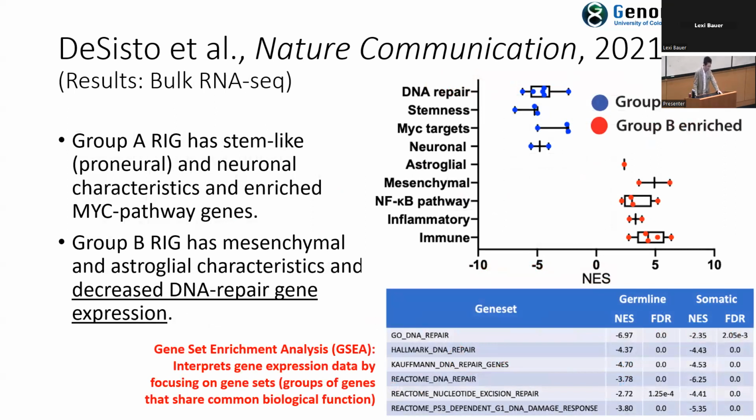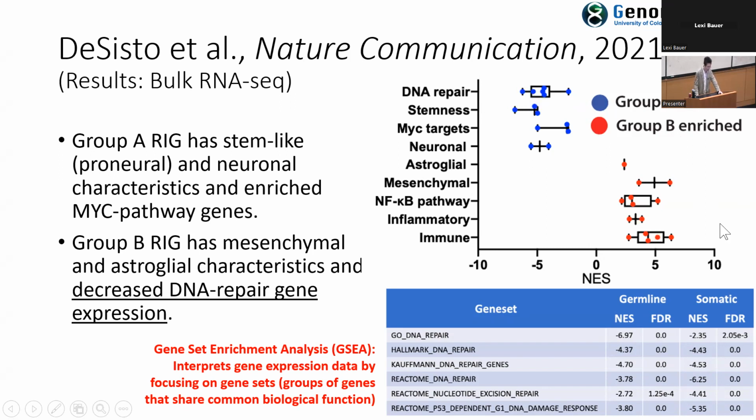And when they took a closer look at those 2,961 genes, they analyzed the data via gene set enrichment analysis, GSEA, which allows you to interpret gene expression data by focusing on gene sets, the groups of genes that share a common biological function, right? And what they found is that group A RIGs have stem-like, proneural and neuronal characteristics and are enriched for MYC pathway genes. And group B RIGs have mesenchymal and astroglial characteristics, and importantly, relative to group A, they have decreased DNA repair gene expression. And that ends up being really important. So here you get the DNA repair: group A relative to group B is just more enriched.